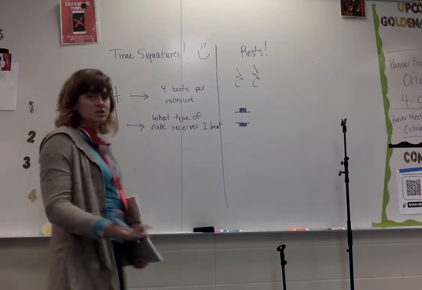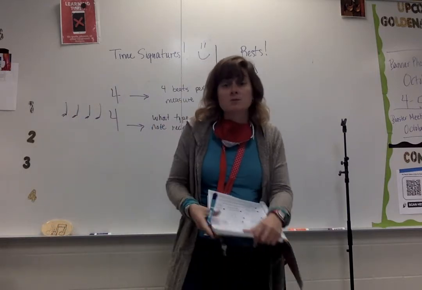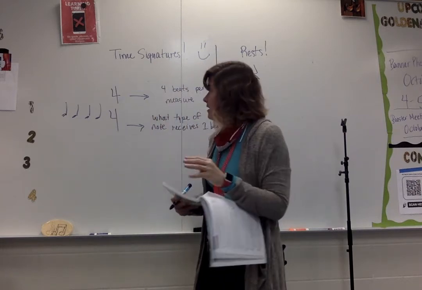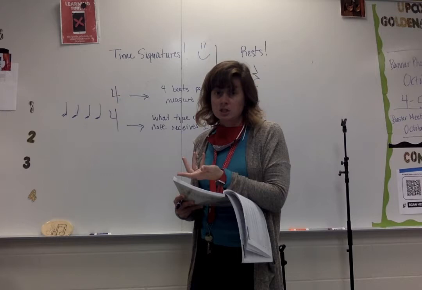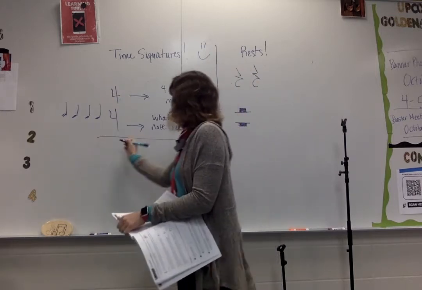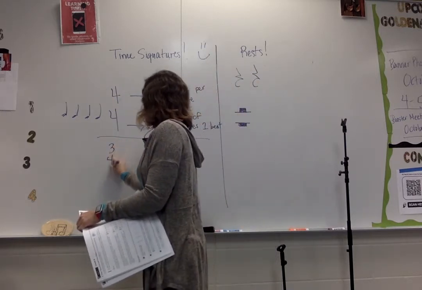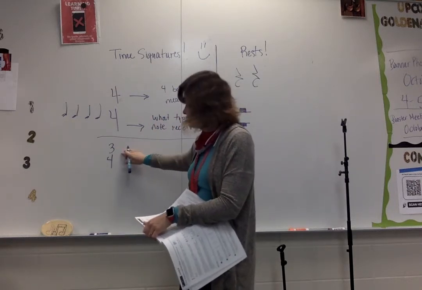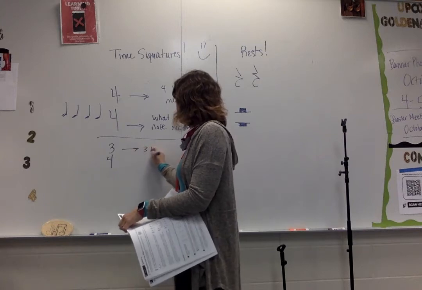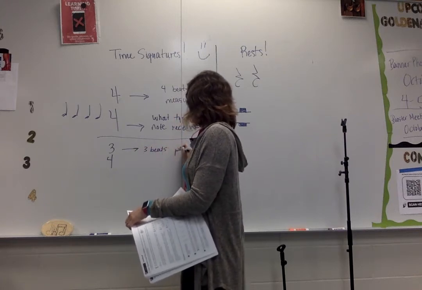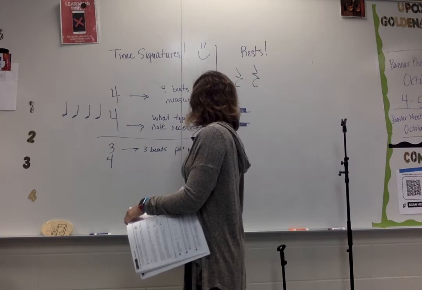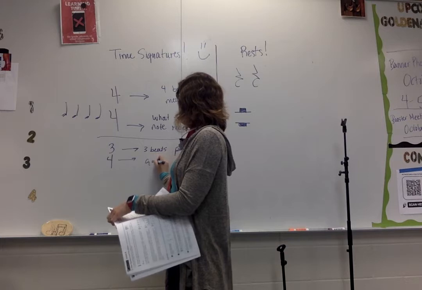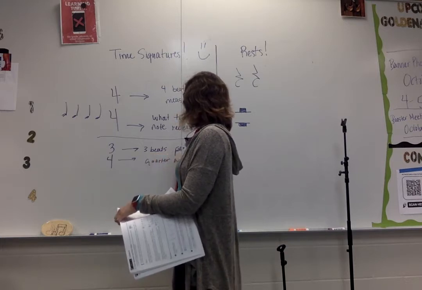And it can look like any combination of that. It can be like a half note and 2 quarter notes, but there are 4 beats per measure, and the type of note that receives 1 beat is the quarter note. Now, this can apply to other types of time signatures as well. If we had a 3/4 at the beginning of our music, we know that the top number tells us how many beats per measure. So in this example, there's 3 beats per measure. And the bottom note tells us what type of note receives 1 beat. So that would be a quarter note. Quarter note receives 1 beat per measure.